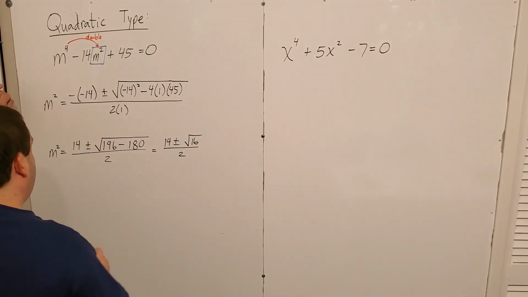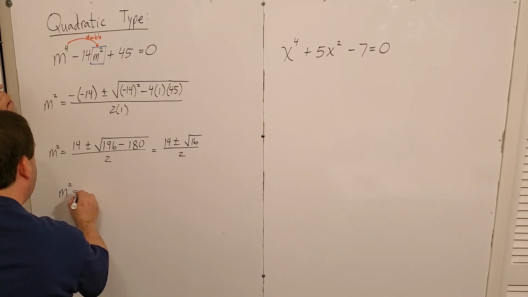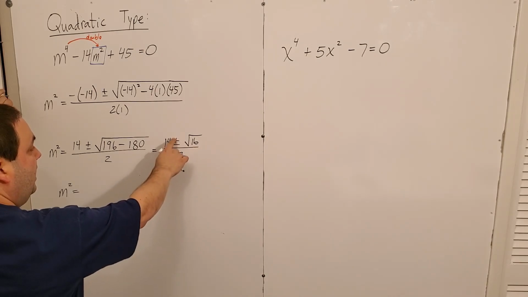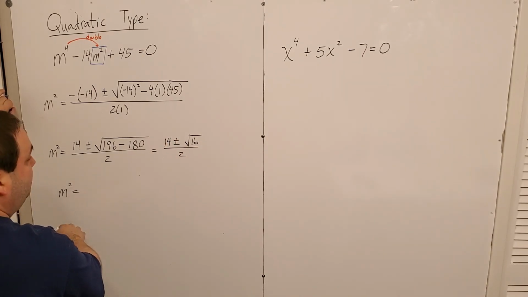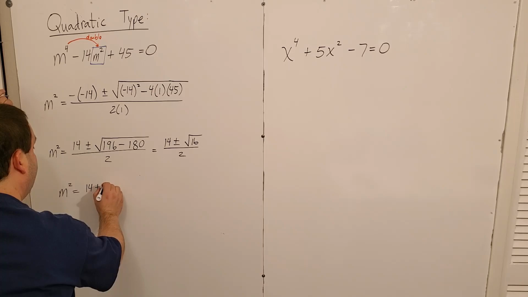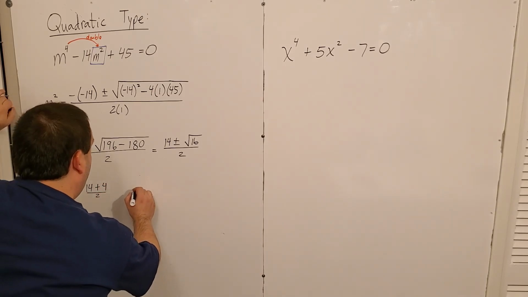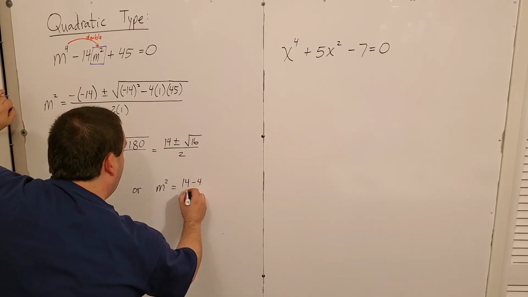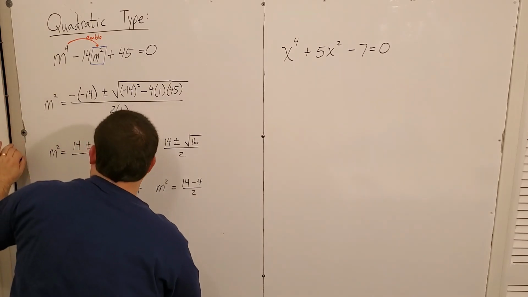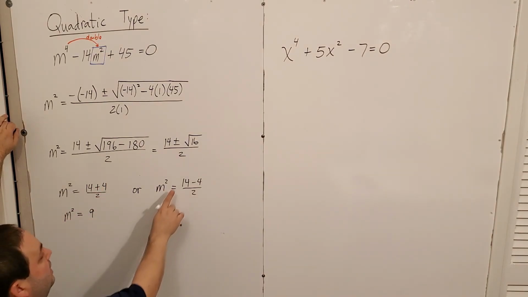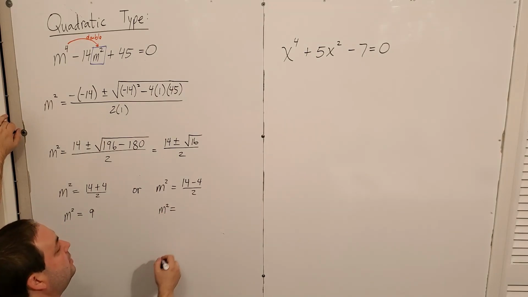Yes. So again, m squared is equal to, and I'm going to go ahead and split it up now because I know what the square root of 16 is, and I can do one for each of these because I've got more solving to do. I've got 14 plus the square root of 16, which is 4, over 2, or 14 minus 4 over 2. Well, this is telling me m squared is equal to 9, because that's 18 over 2. And this one is telling me m squared is equal to 5.